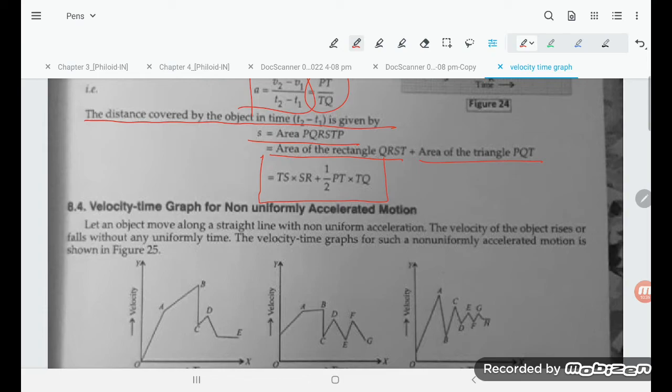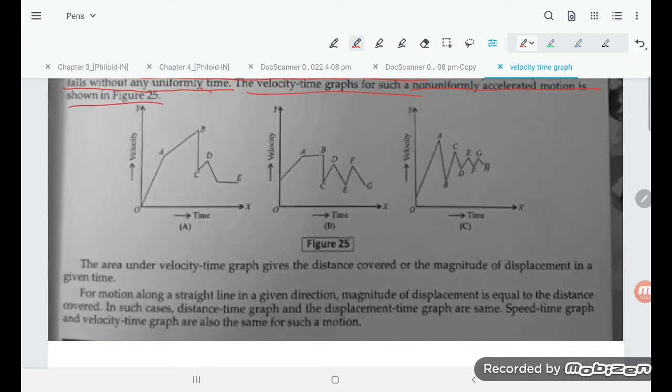Okay, this is the velocity time graph for non-uniform motion. Let an object move along a straight line with non-uniform acceleration. The velocity of the object rises or falls without any uniformity with time. The velocity time graph for such non-uniformly accelerated motion is shown in figure 25. The area under the velocity time graph gives the distance covered, the magnitude of displacement in the given time.